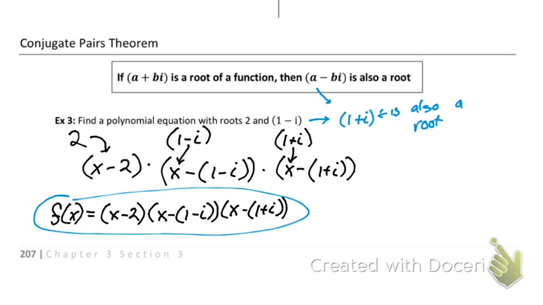Questions on that? We're good? That makes sense? All right, don't get that wrong on the test. It's either going to be really easy or you're just going to lose easy points.